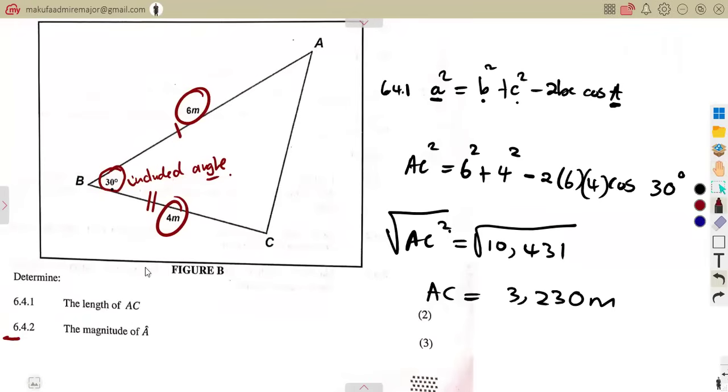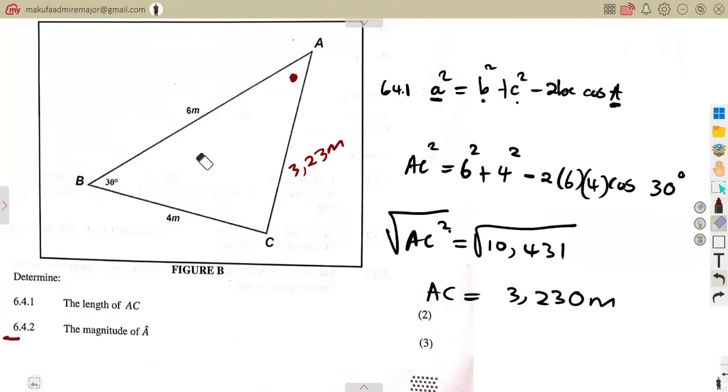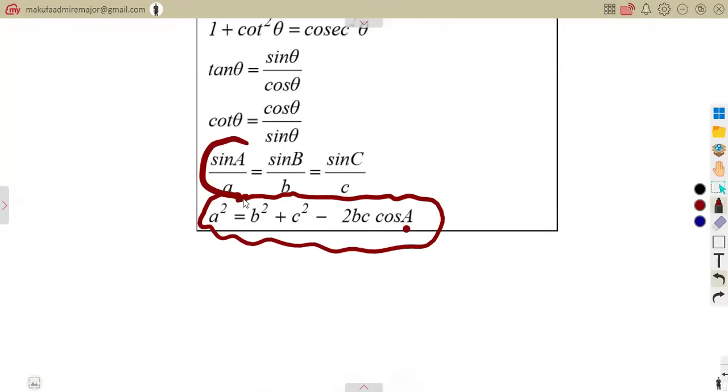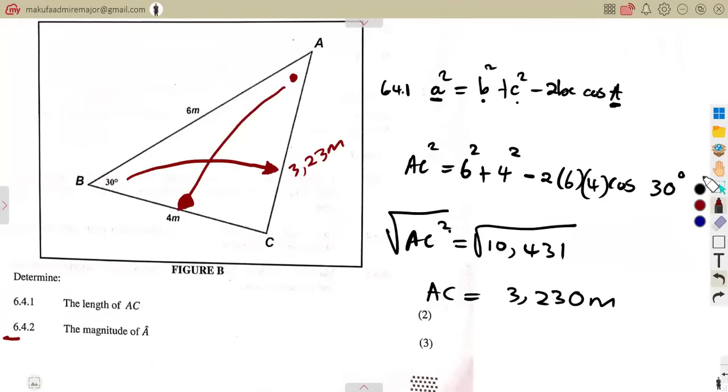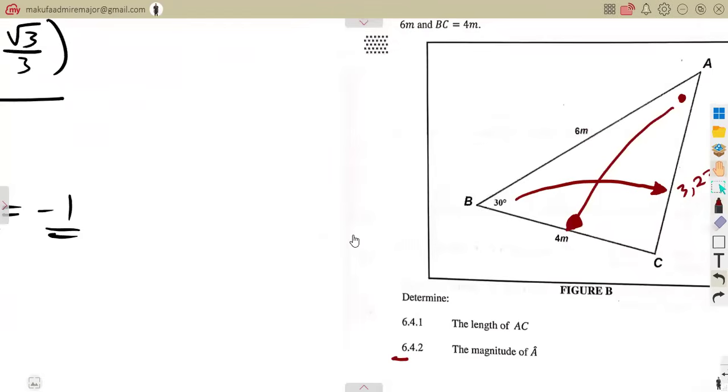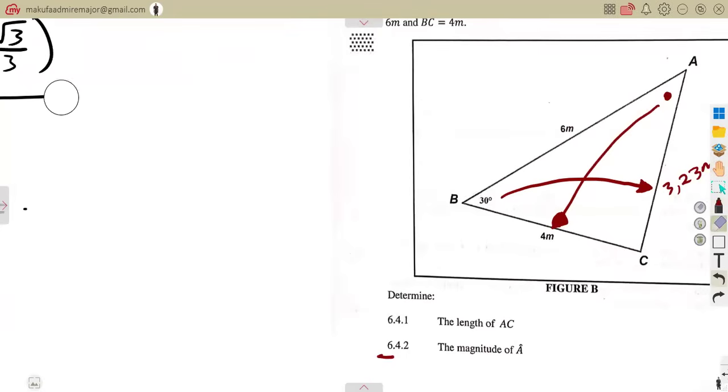6.42, we are given the magnitude of the angle A. Remember, you just calculated this side, 3.23 meters. So we can calculate the angle A using the sine rule this time. Remember, the sine rule works when you want to calculate an angle given its corresponding side. Given that there's an angle which corresponds to another side, as long as this situation can happen, the sine rule can work. The sine of A over A is equal to the sine of B over B is equal to the sine of C over C. That is the best one to use.